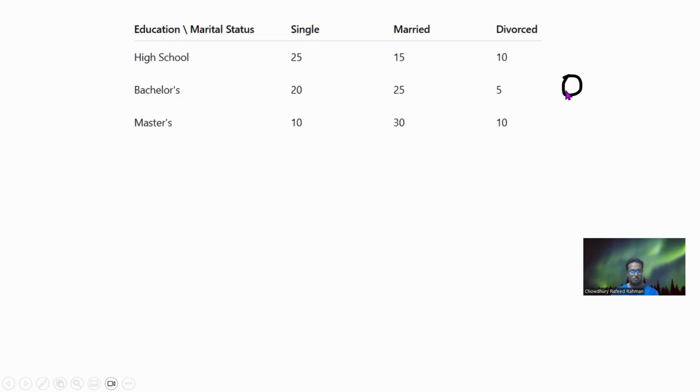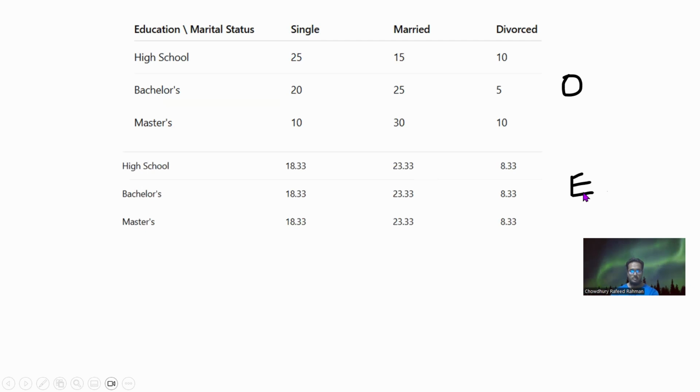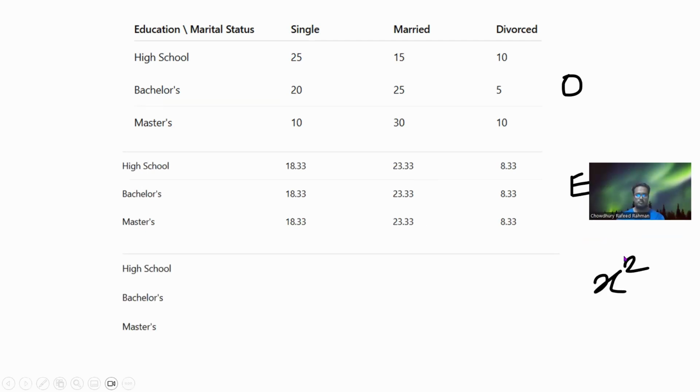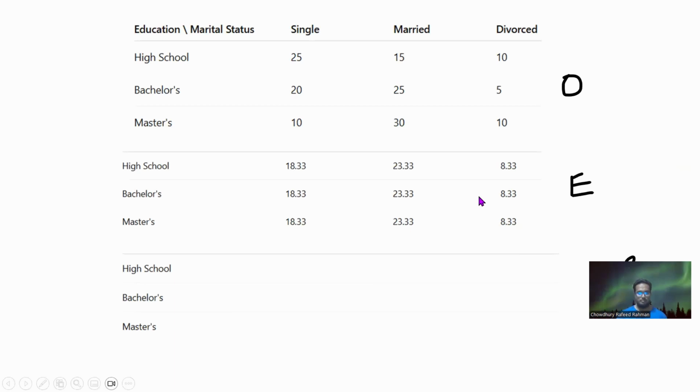We have the observed table O. We have the expected table E. So how do we get the chi-square table? It's actually quite simple. Chi-square value is nothing but the relative difference between observed and expected values, right?